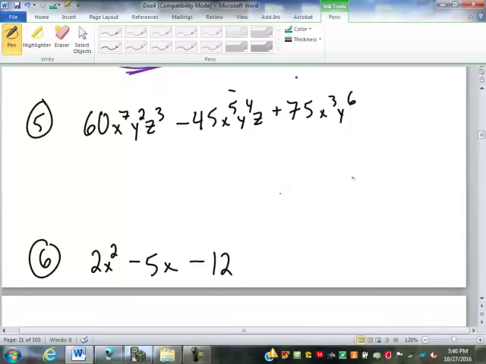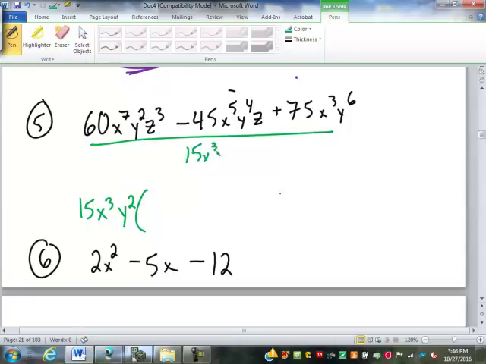So for the first one, really hoping there's a common factor there. 15 for the number. How about for x? X to the third is the smallest power. Y? Y squared. Z? No z. There's a z in the first two terms, but not in the last one. So z cannot be in our common factor. So we're going to divide this by 15x to the third y squared.